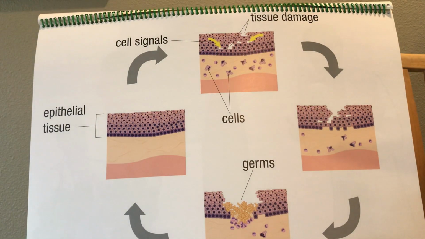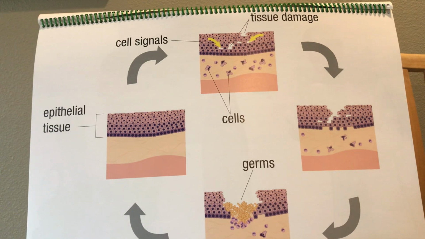What about epithelial tissue? Let's try to pronounce it first. Epithelial. Say that with me. Epithelial. What a big word for tissue that covers and protects. Sheets of cells packed closely together make up epithelial tissue. Does this picture look familiar?